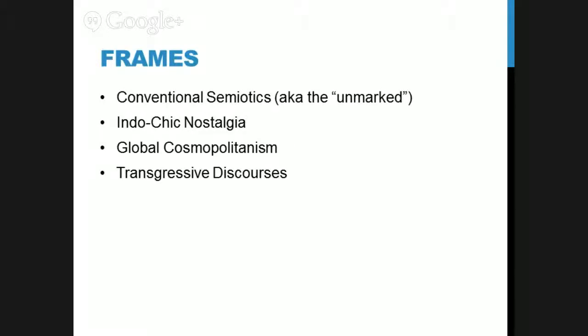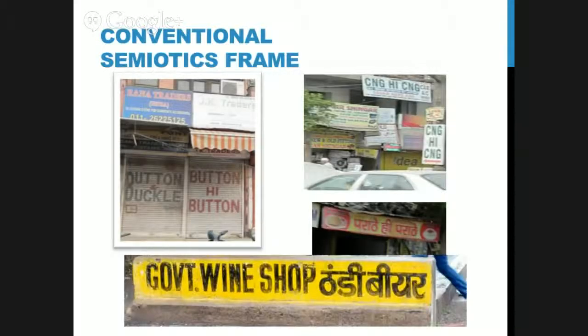All right, so here are some examples of the frames. This is the first one, conventional semiotics, and we can think about this one as the unmarked frame. It's very common, nothing too special, and it's repeated over and over again. We have these 3 signs here. Oh, I have a pointer. I should probably be using this. There we go. Okay, so we have these 3 signs here.